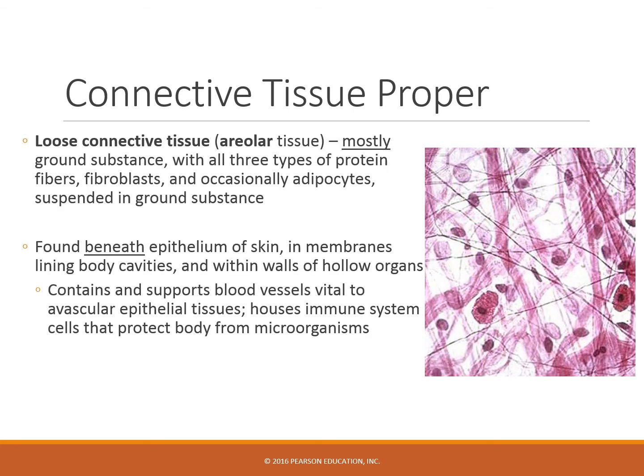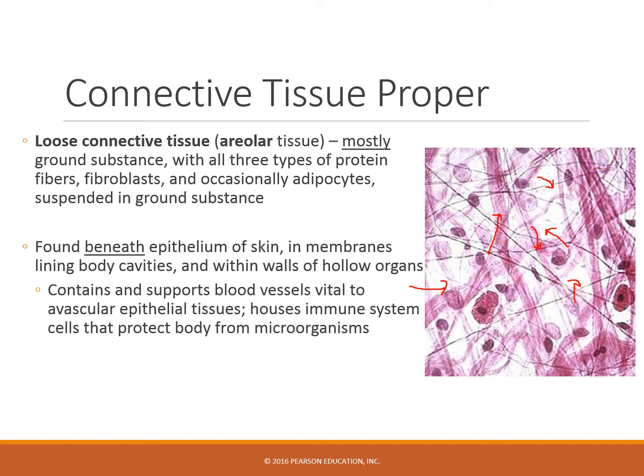This is loose connective tissue, aka areolar tissue. You'll know it when you see it because it consists mostly of ground substance, so all of these white spaces here represent the ground substance. And embedded within the ground substance, we're going to have three types of protein fibers. You'll have your collagen fibers, which are usually quite thick, and they look like pink strands that run through the slide. You'll have your elastic fibers, which are usually darkly stained purple, and they look like thin threads. And then you'll have reticular fibers, which are a type of collagen fiber that's highly branched.